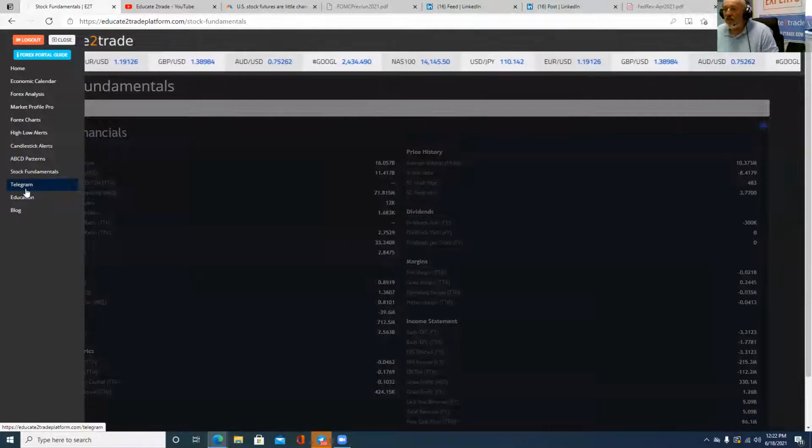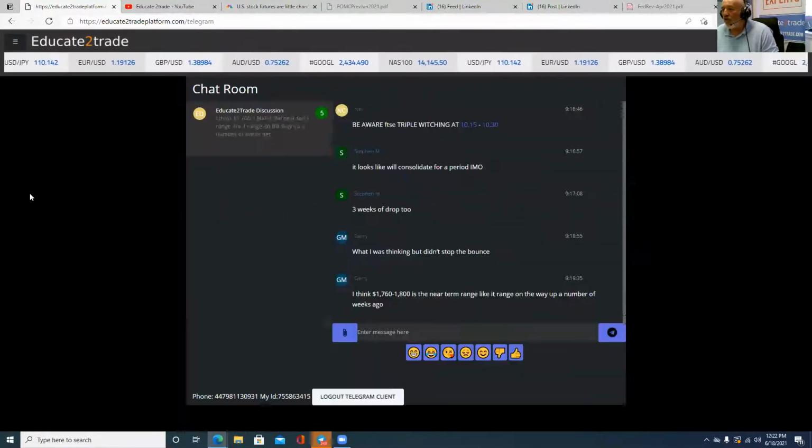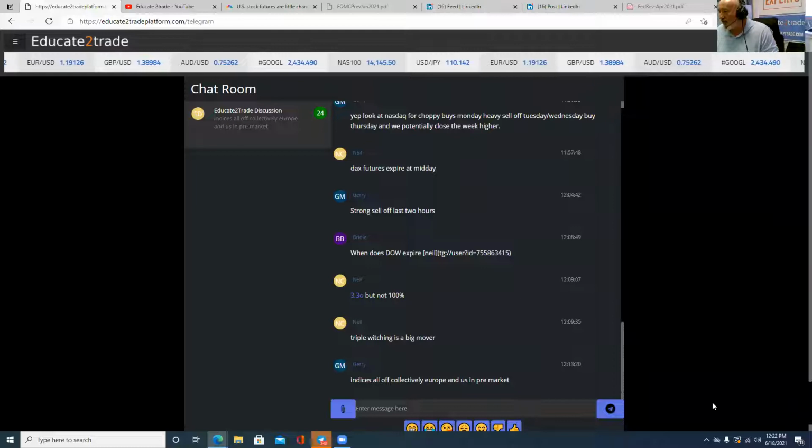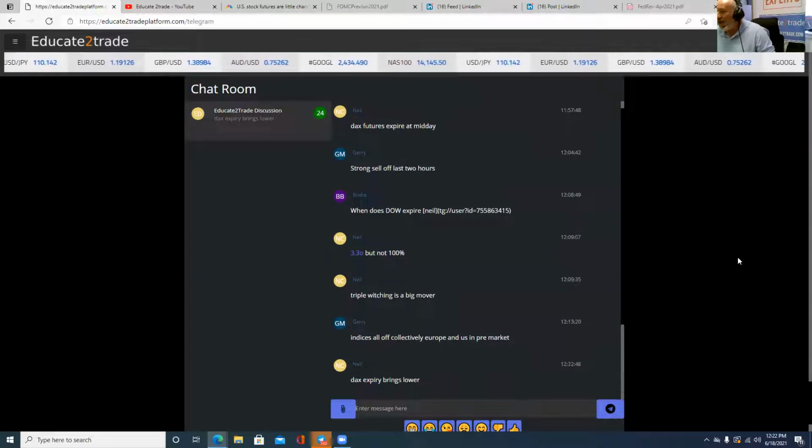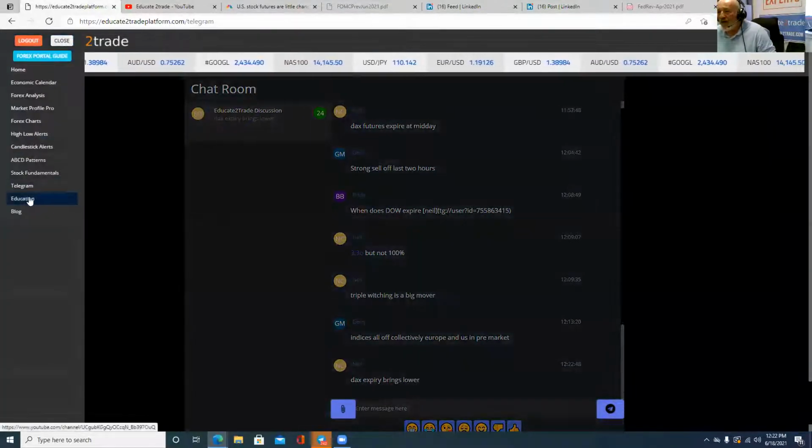Now, the Telegram, those of you who were on the Telegram group before, we've got our own Telegram chat room in here. We can chat in here, say, for instance, DAX expiring, brings market lower. And that will go out to all our members as well, so they can understand that. Very simple, yeah? We've got everything on there.